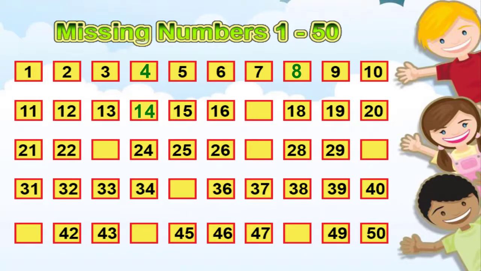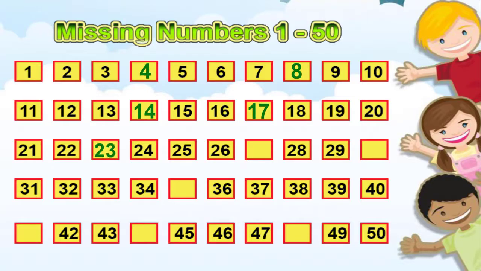Then 15, 16. Again there is an empty box. What comes after 16? 17, 18, 19, 20, 21, 22. Then what comes after 22? 23. So write 23 in the box.